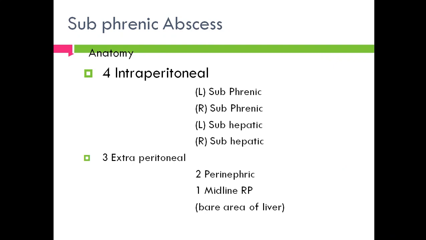Now coming to subphrenic abscess. Subphrenic means below the diaphragm. Coming to the anatomy, there are 4 intraperitoneal and 3 extraperitoneal spaces in total. The 4 intraperitoneal are left subphrenic, right subphrenic, left subhepatic, and right subhepatic. The 3 extraperitoneal spaces are 2 perinephric spaces and 1 midline retroperitoneal, and that is the bare area of the liver.